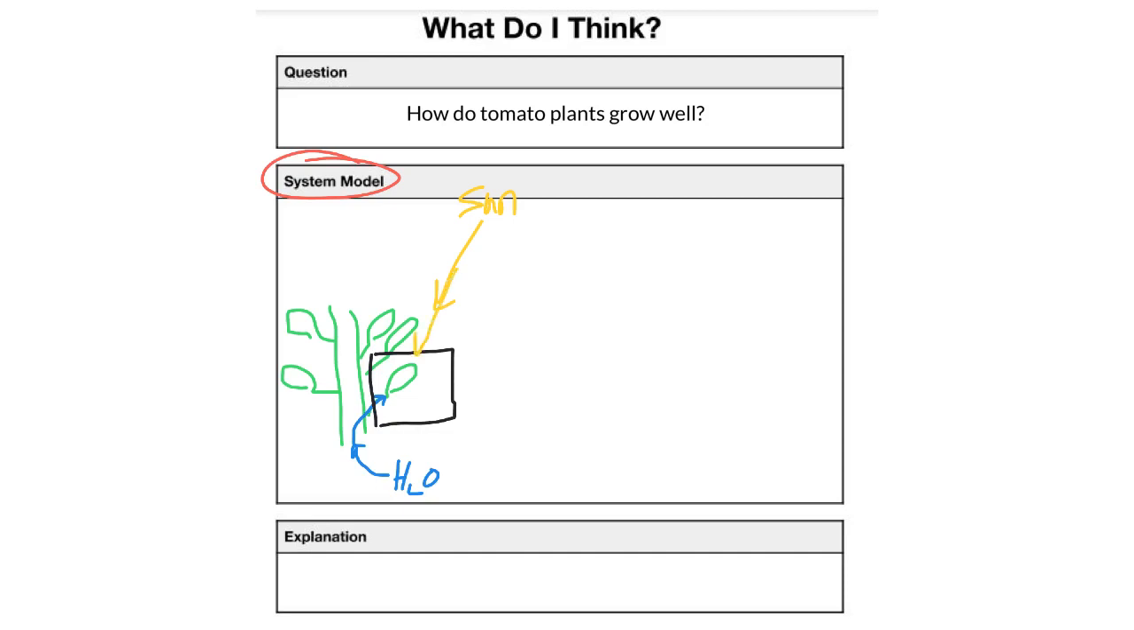That's going to go into my system. Now I also know that outside of the leaf, there's something called carbon dioxide, or CO2, that is in the air that the leaf brings into itself in order to do photosynthesis. And so this is something that I've heard before. I know about this, and so I can use it to develop my system model. And I can come up with some other ideas.